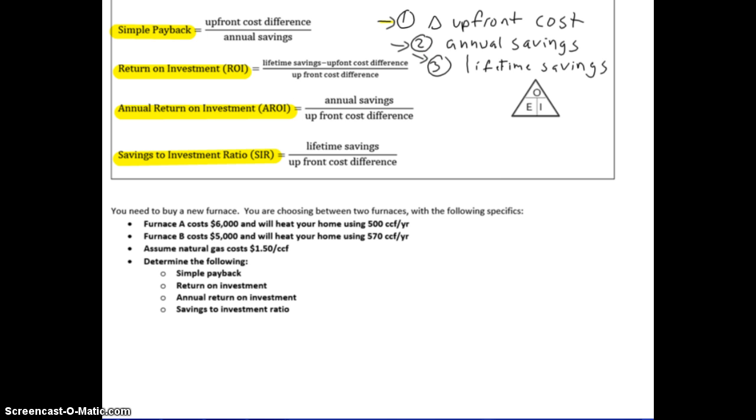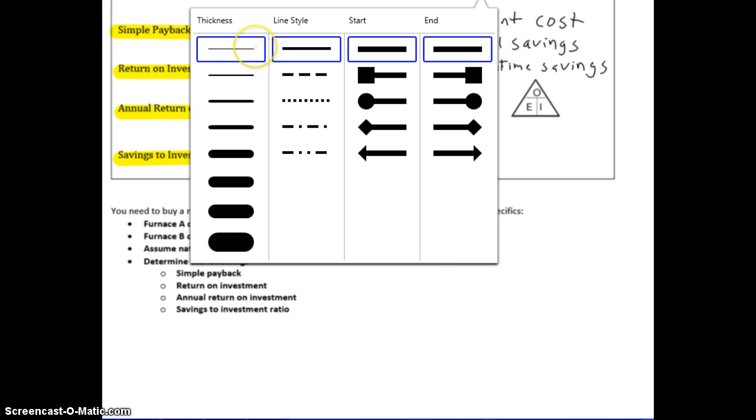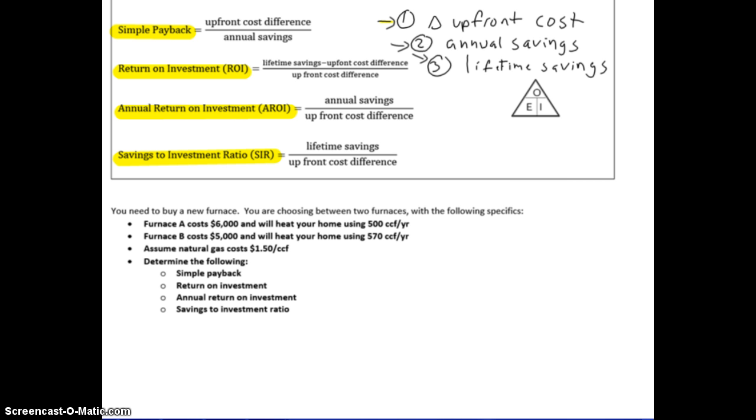Okay, so let's just do an example of how you would figure out these three factors. Let's look at our situation. We have two furnaces. We need a new furnace. Furnace A costs $6,000, furnace B costs $5,000, so it's a little bit cheaper for the second one. But the payoff here is that it's 500 ccfs per year to heat your home with the first furnace, but 570 ccfs per year with the second furnace. So it's a cheaper furnace, but it will end up costing you more in energy costs every year. So let's see if we can figure out these three factors up here, okay?